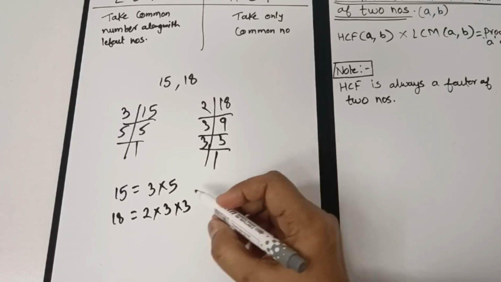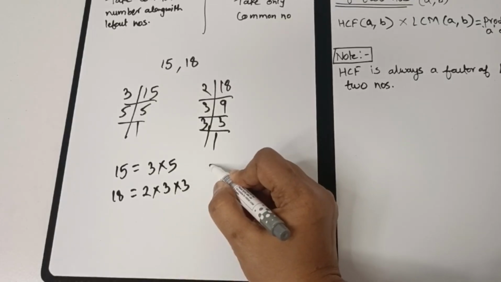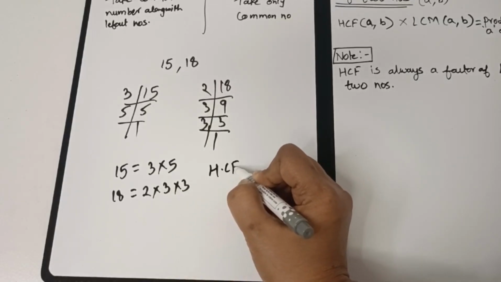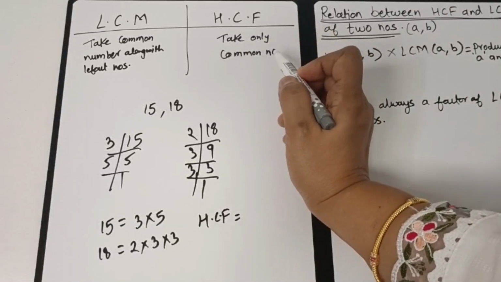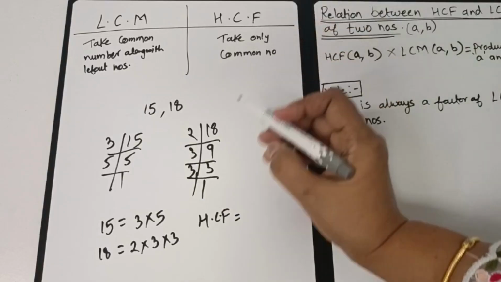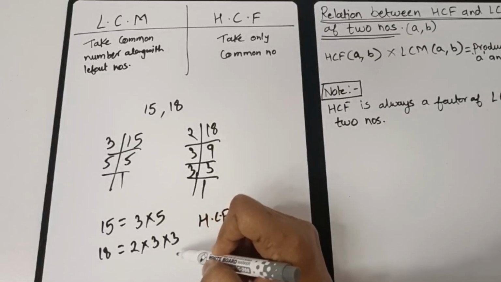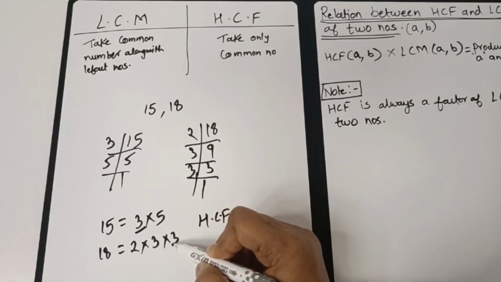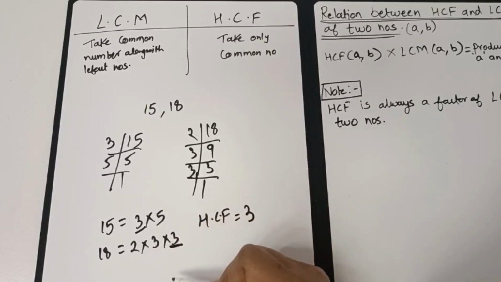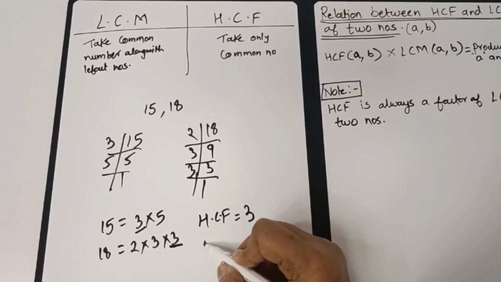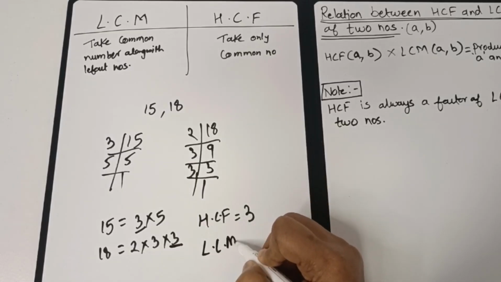Now if I have to find the HCF of this, what have I written? Take only the things which are common. So look at this, which numbers are common? I can see 3 is there and 3 is there, right? So the HCF is 3, nothing else is common. So HCF is 3. Now let us see LCM.